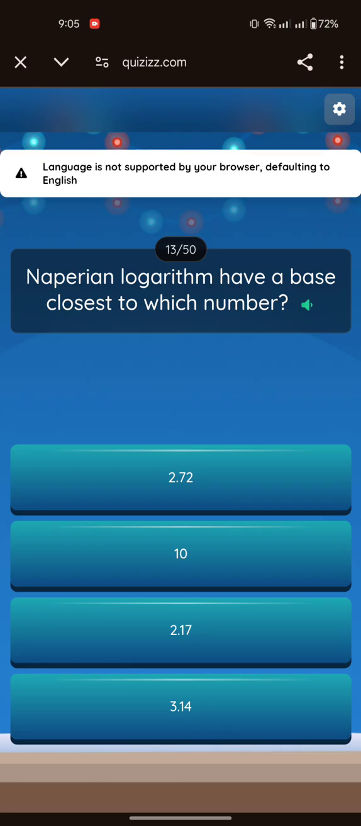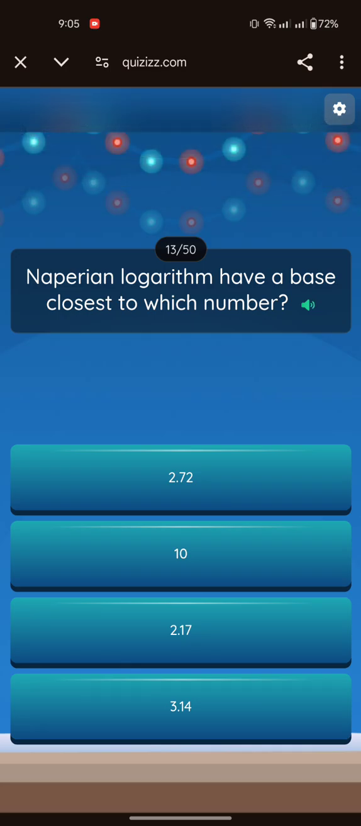Question. Naperian logarithm has a base closest to which number? Option 1 2.72. Option 2 10. Option 3 2.17. Option 4 3.14.